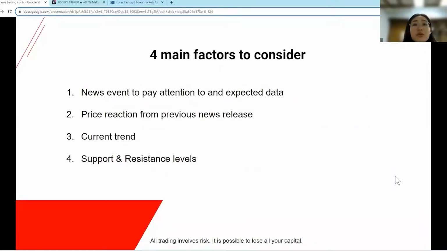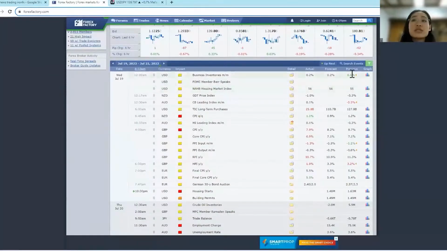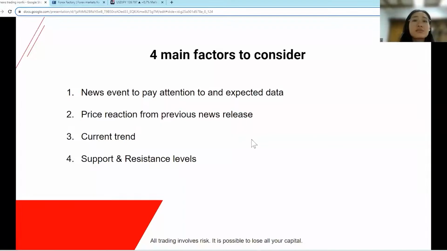Okay, so there are four main factors to consider when you are trading the news. Firstly, the news event to pay attention to and the expected data. Next is the price reaction from the previous news release. Because as I mentioned earlier, you can look at the previous forecast and the previous data release, and you can pull out your TradingView and observe how this data affected the market.